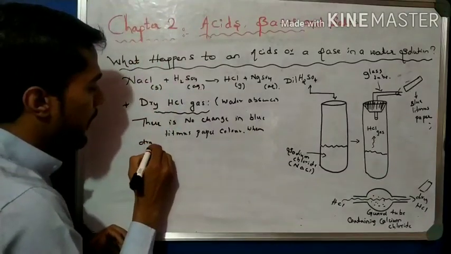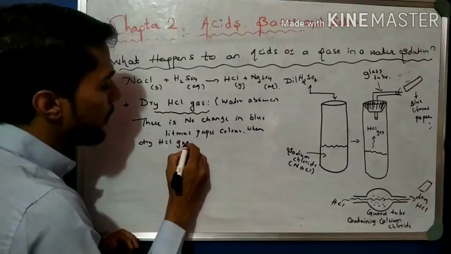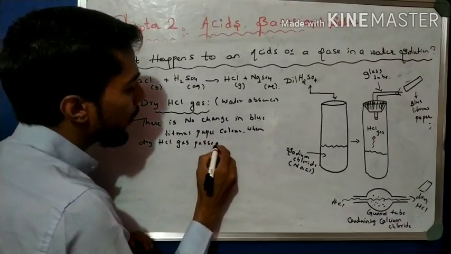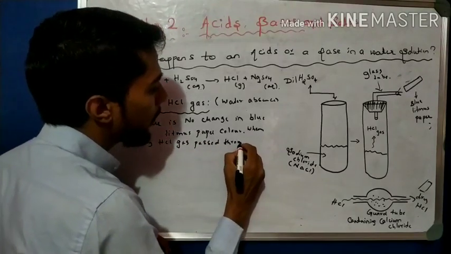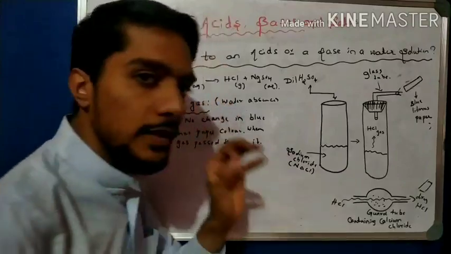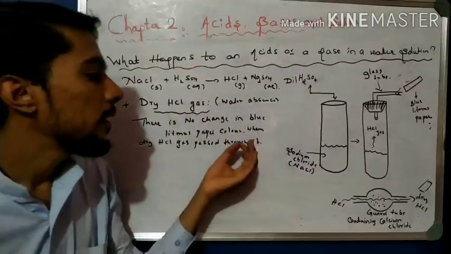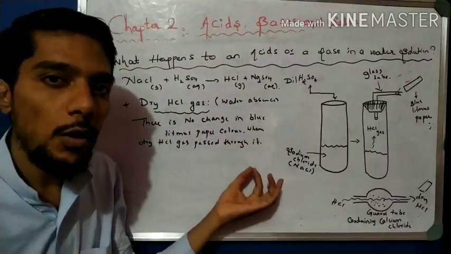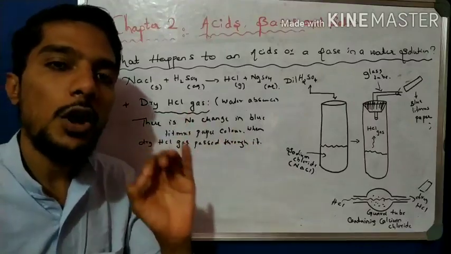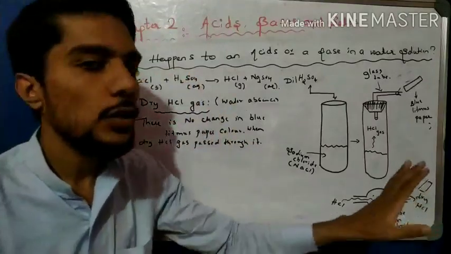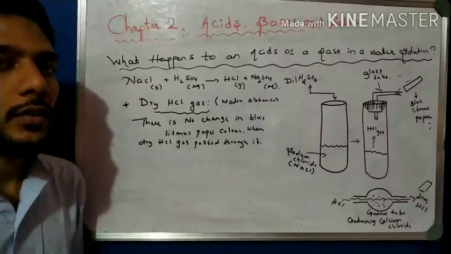When dry HCl gas is passed through it, why? The same reason: due to the absence of the water molecule, H plus ions are not produced in the HCl solution. That is the answer.